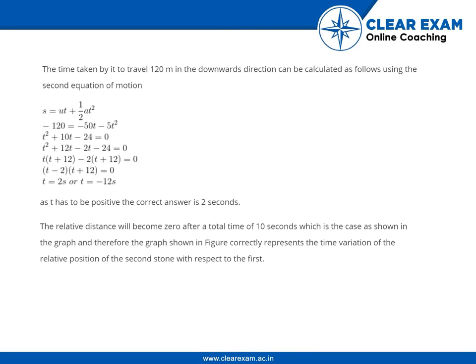As the relative distance will become 0 after a total time of 10 seconds, which is the case as shown in the graph, and therefore the graph shown in the figure correctly represents the time variation of the relative position of the second stone with respect to the first.